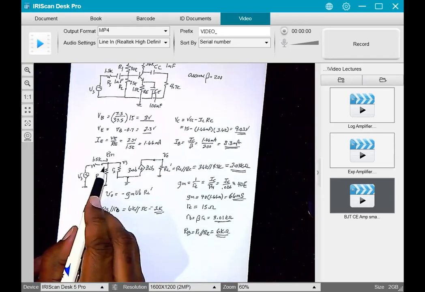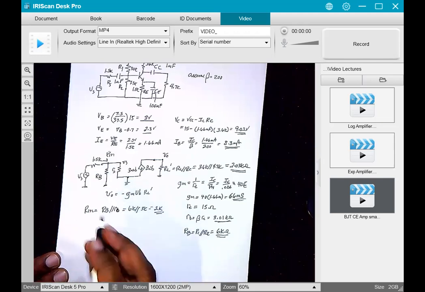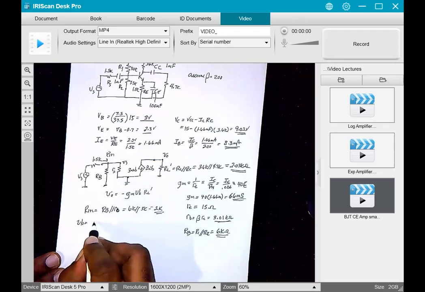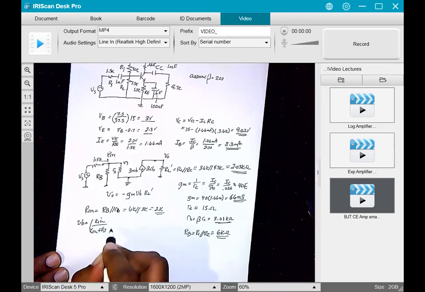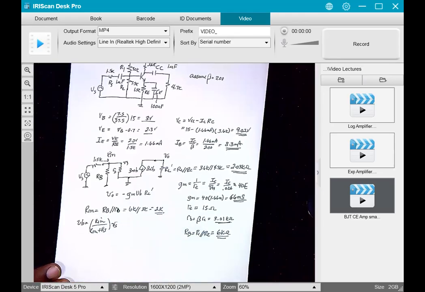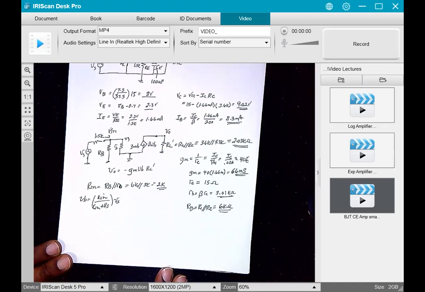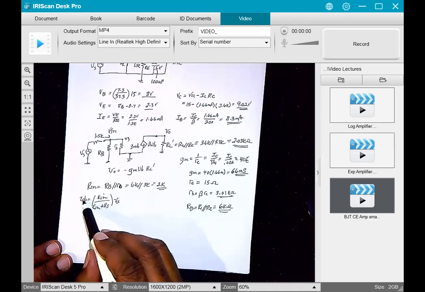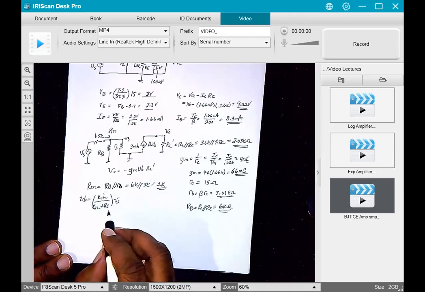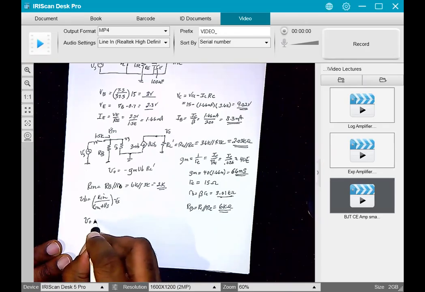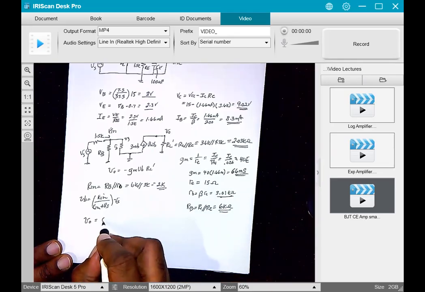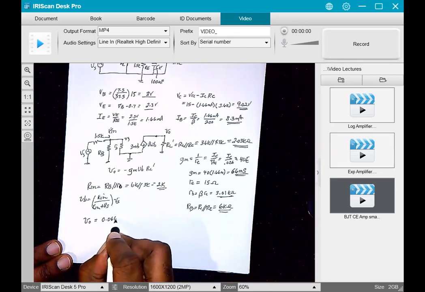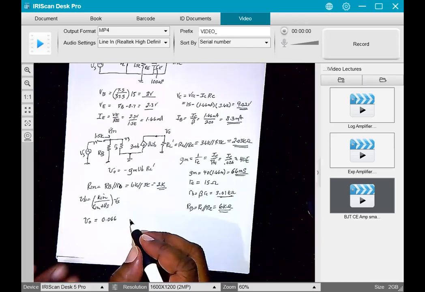So that's our RN. So now we can find the voltage VB. It's just RN over RN plus RS times VS. So if we plug this in for VB here, we get the following expression: V out is equal to our GM, 0.066, times our VB. No, let's go ahead and finish this. So that's 0.066 times our VB.